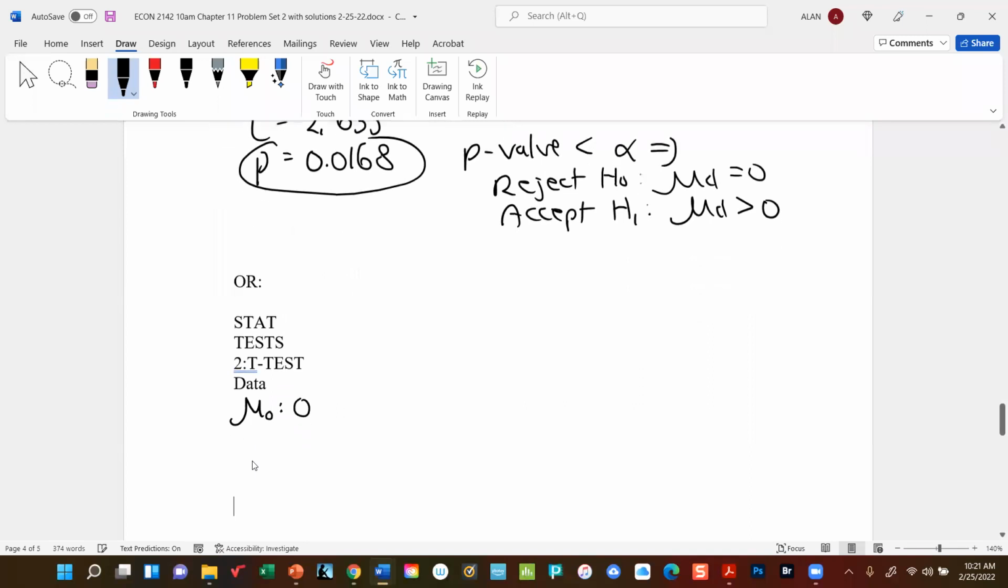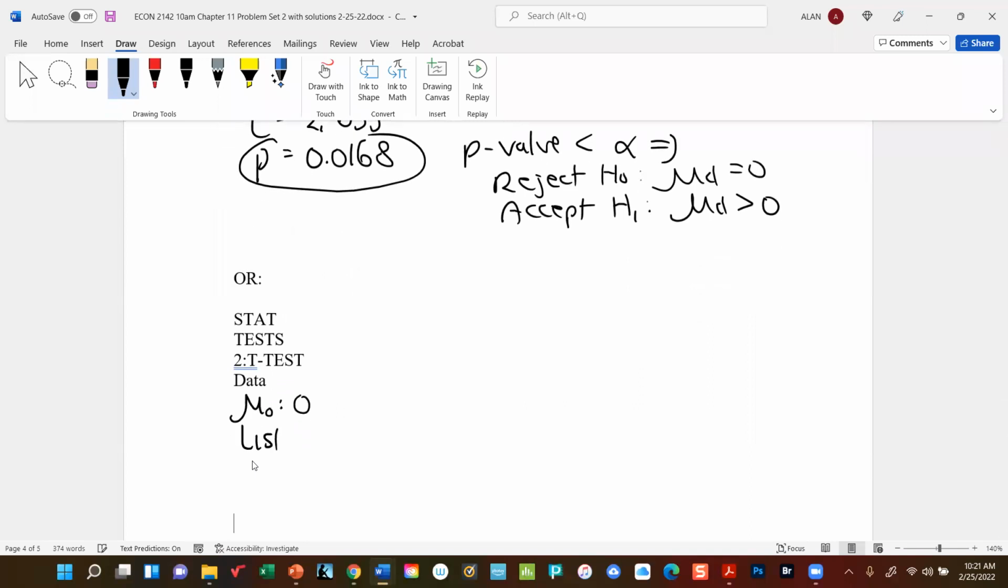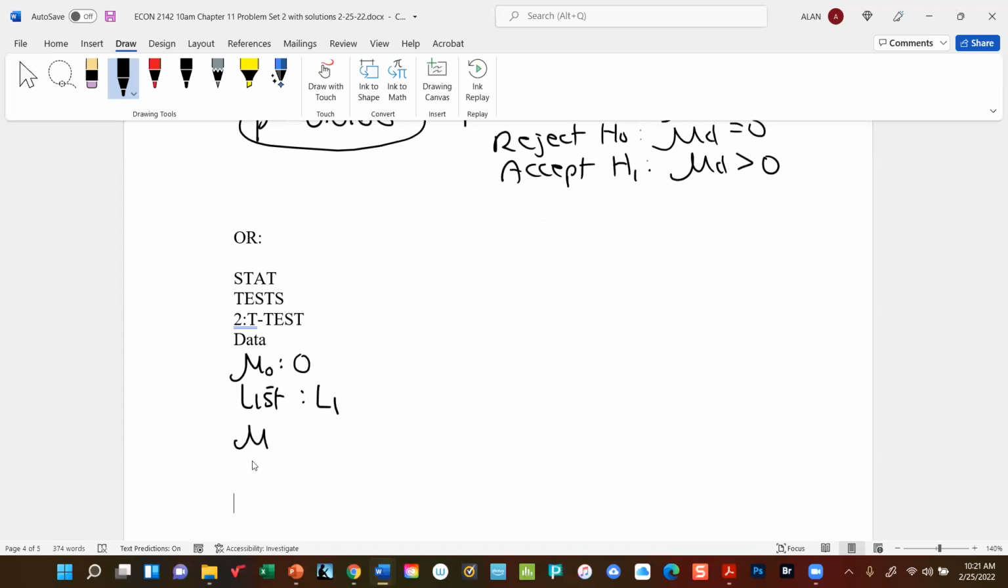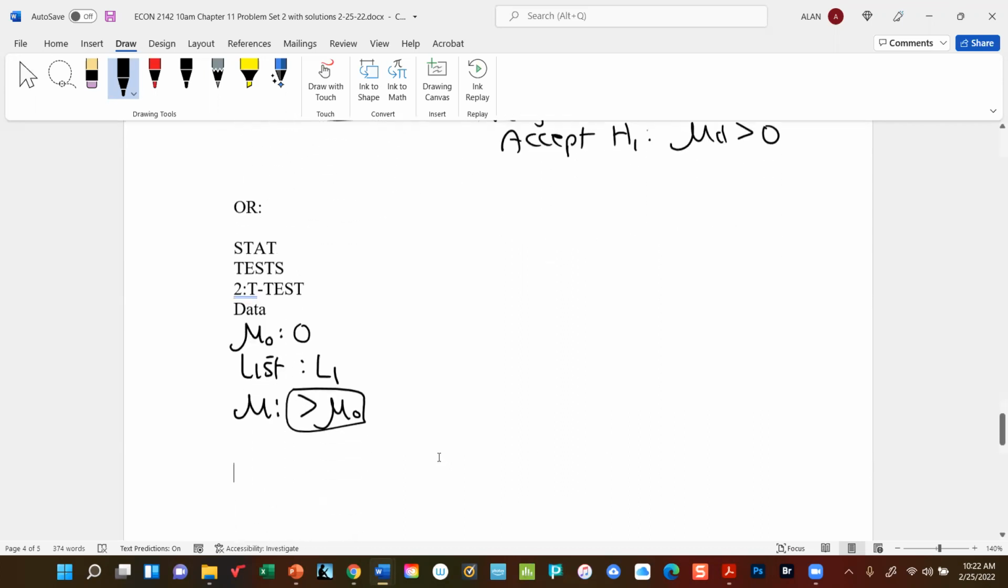is in list 1. So list, make sure it knows that you're in L1. And don't touch the frequency. It doesn't like that. Just leave it. And then, of course, on my calculator, it remembers that I've used the right tail test recently, so it's keeping it there. And then just hit calculate. And it's all the same information, isn't it? Yes. It'll give you the p-value of 0.0168.